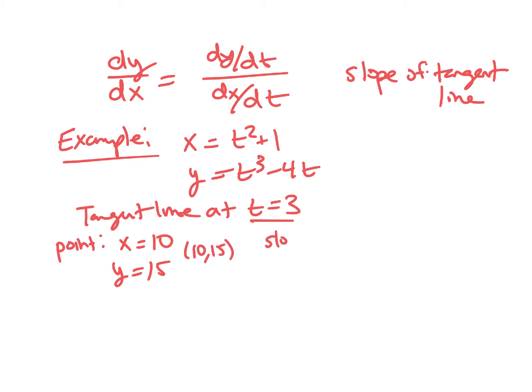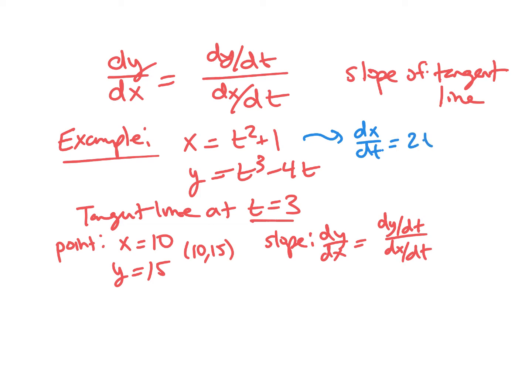And then my slope, well, that is dy/dx. So here, this is dy/dt over dx/dt. But these are easy. My derivatives with respect to time are just polynomials. So my dx/dt is going to be 2t, and my dy/dt here is going to be 3t squared minus 4.